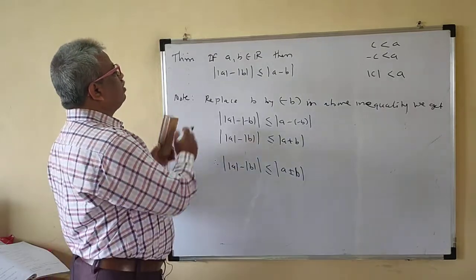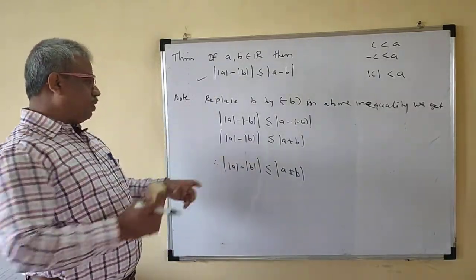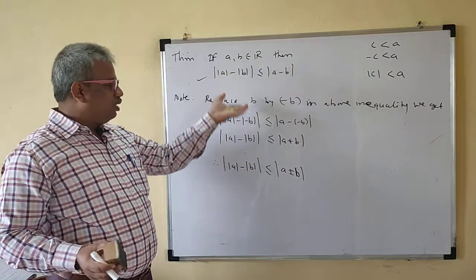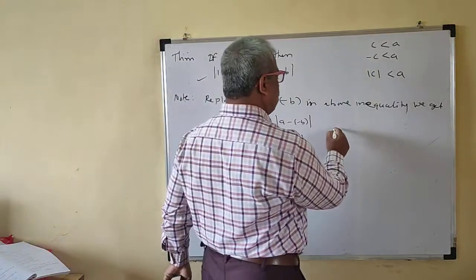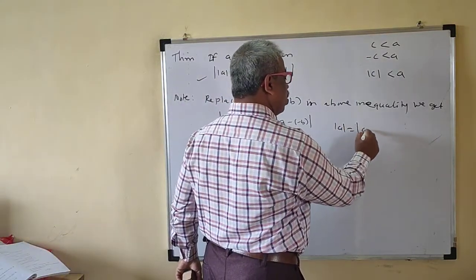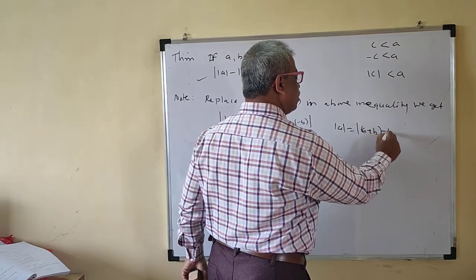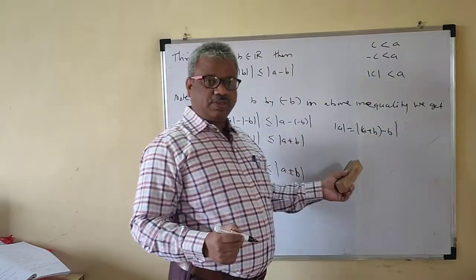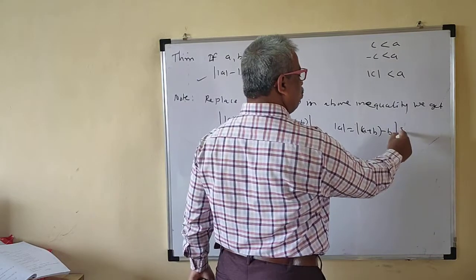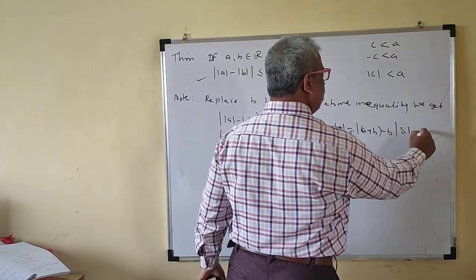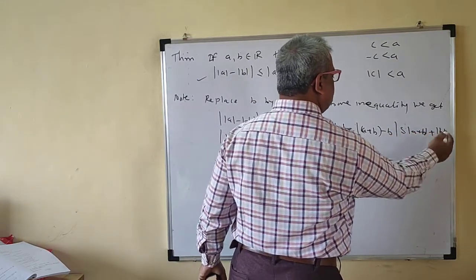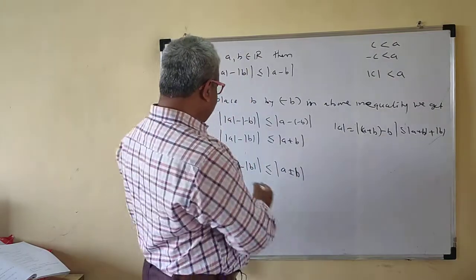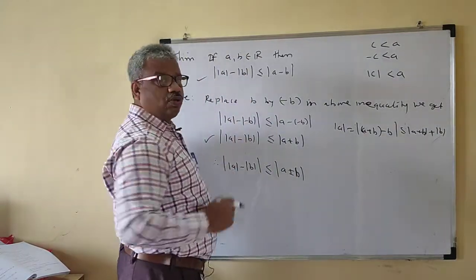So if they ask up to this, just write this. If they want this equality, just prove this one. Otherwise you can write mod of a is equal to mod of a plus b, you can write this as mod of b while proving this one. Right? So now this is less than or equal to mod a plus b plus mod of b also. You have to shift this. Okay? If you directly ask this property, then also you can do this one.